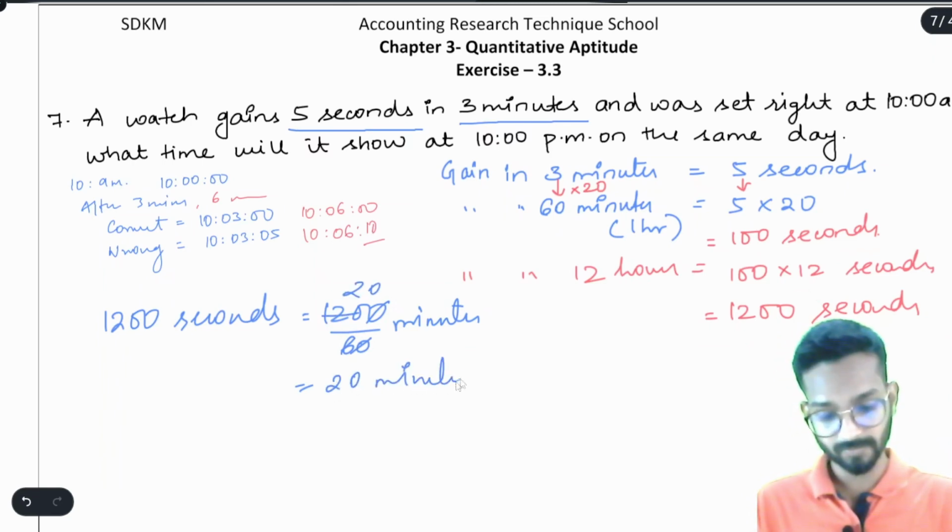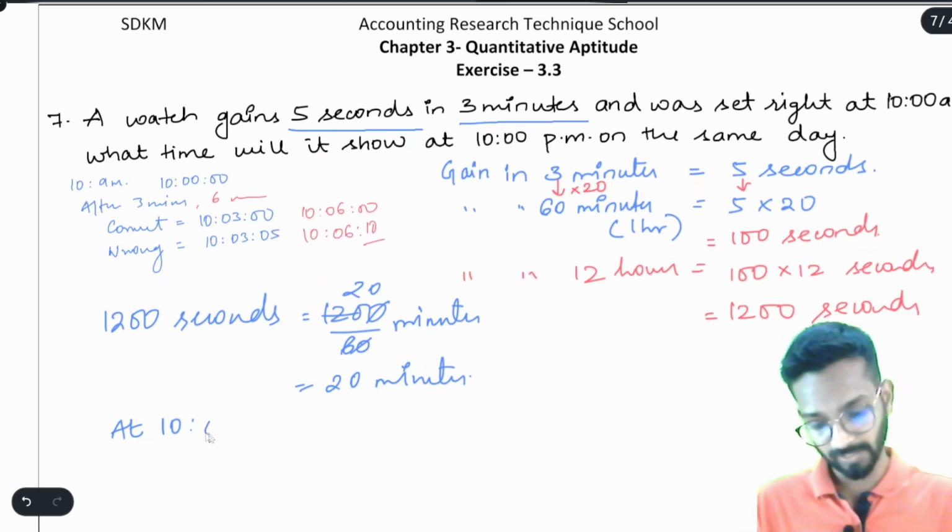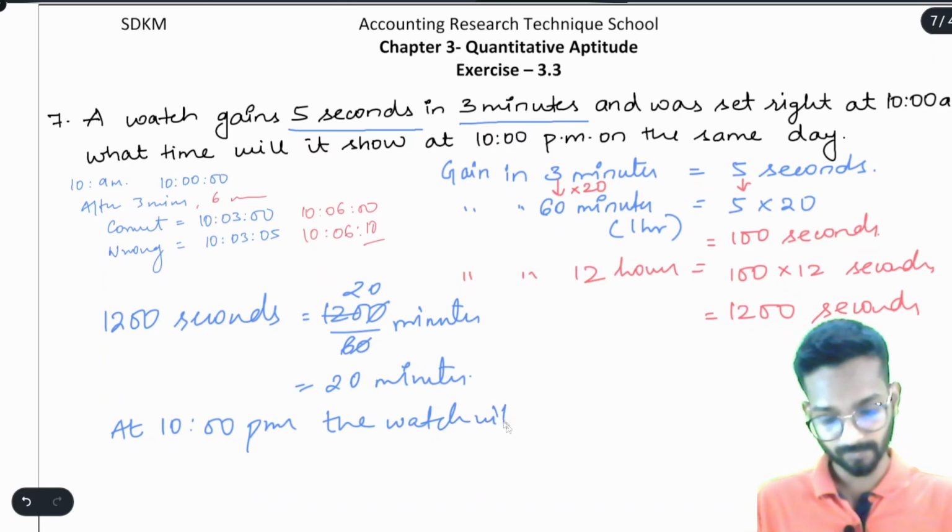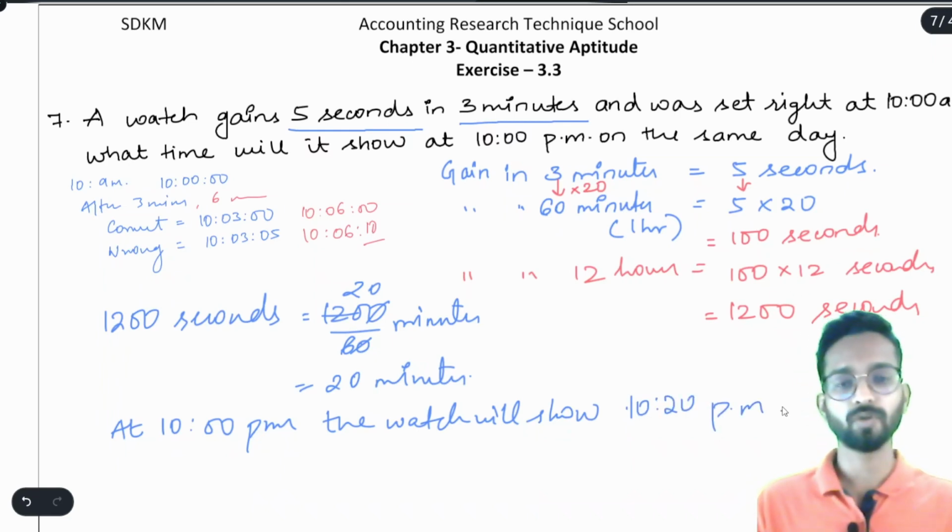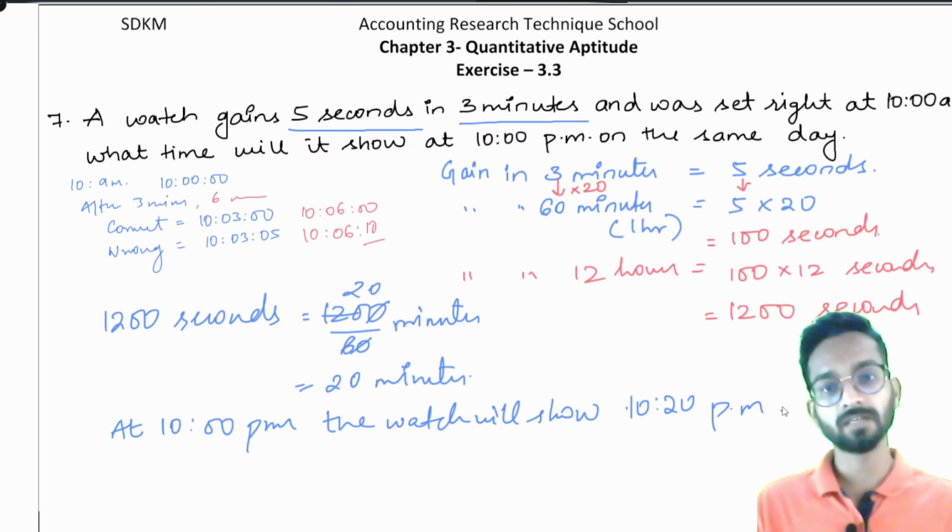It means at 10 am, or sorry, at 10 pm, the watch will show extra 20 minutes. So the watch will show 10:20 pm, because it is running faster than the correct time or than the usual time.